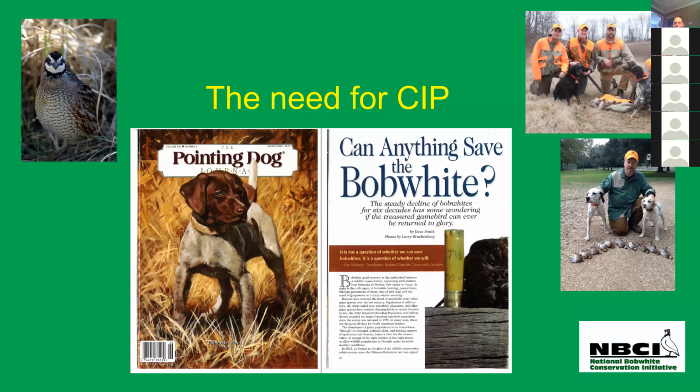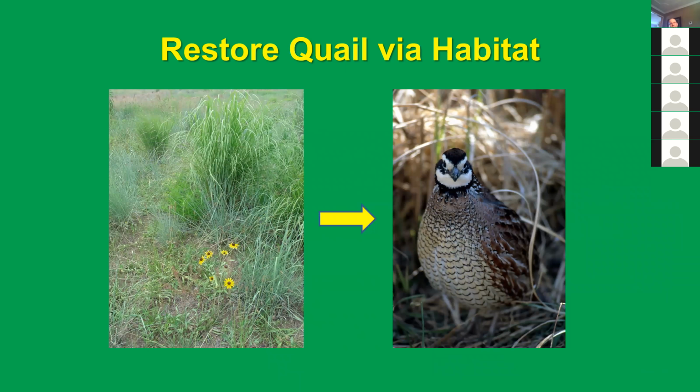And this wasn't about population viability at all, although it is in some cases. If you look down there in the subtitle, it's can this treasured game bird ever be returned to glory? So this is really about huntable populations of quail. That word's not in the dictionary, but it means having enough quail to keep a bird dog interested in quail. And quail hunting and bird dogs really go together. So we're here to restore bobwhite populations ultimately to huntable levels. And of course, we advocate doing that via habitat.